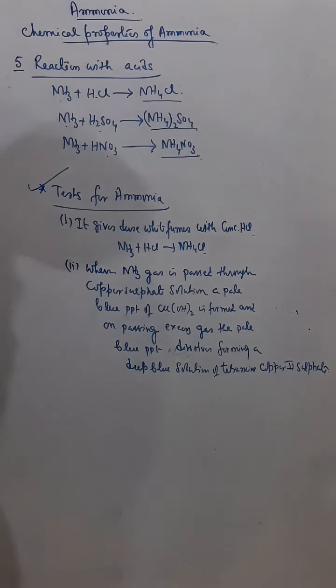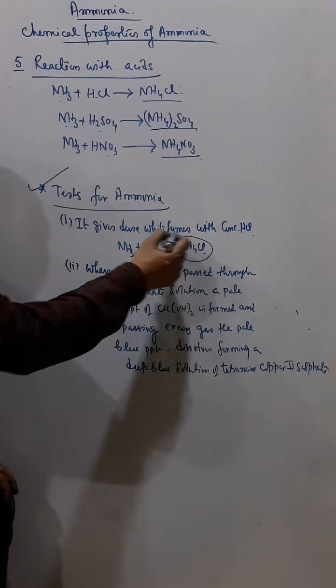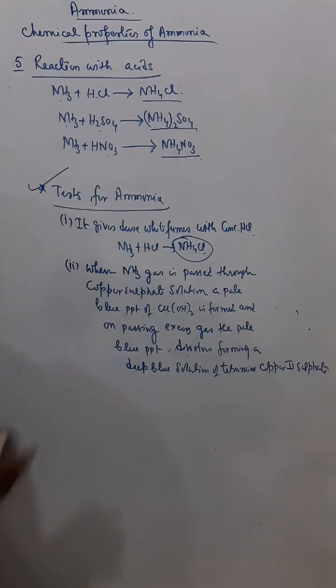Now this also you know, both the reactions in fact you know. You have already studied in HCl also that it gives dense white fumes with concentrated HCl. So NH3 plus HCl gives NH4Cl, and due to this NH4Cl, dense white fumes are formed. And this one also you know: when ammonia gas is passed through copper sulfate solution, a pale blue precipitate of copper hydroxide is formed, and on passing excess gas, the pale blue precipitate dissolves, forming a deep blue solution of tetraamminecopper(II) sulfate.